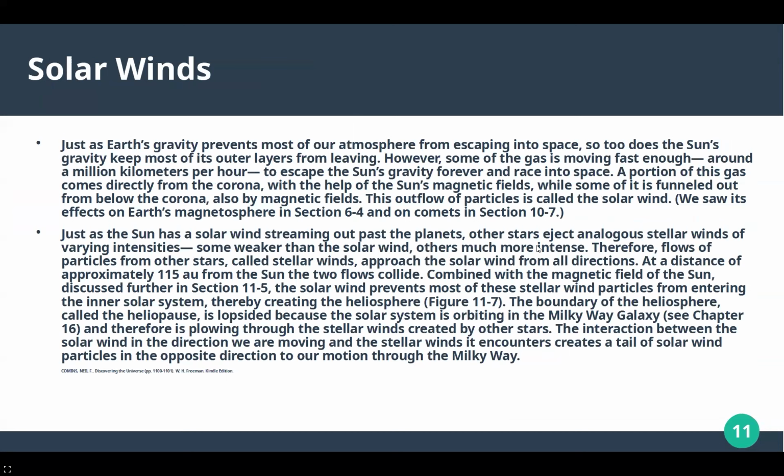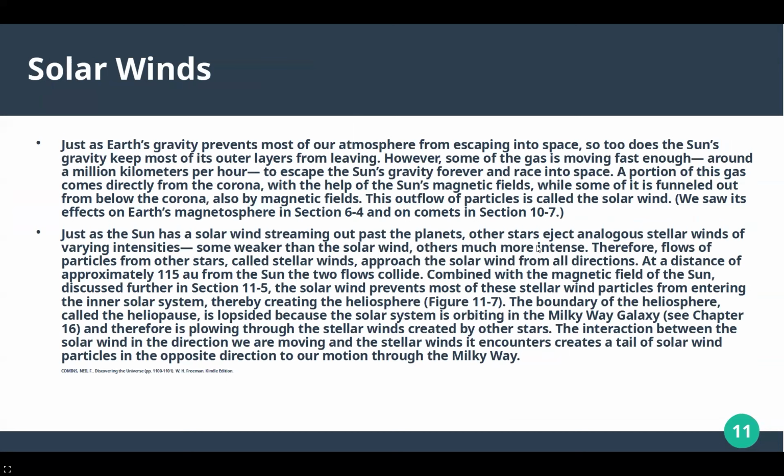Just as Earth's gravity prevents most of our atmosphere from escaping into space, so too does the sun's gravity keep most of its outer layers from leaving. However, some of the gas is moving fast enough, around 1 million kilometers per hour, to escape the sun's gravity forever and race into space. A portion of this gas comes directly from the corona with the help of the sun's magnetic fields, while some of it is funneled out from below the corona, also by magnetic fields. The outflow of particles is called a solar wind.